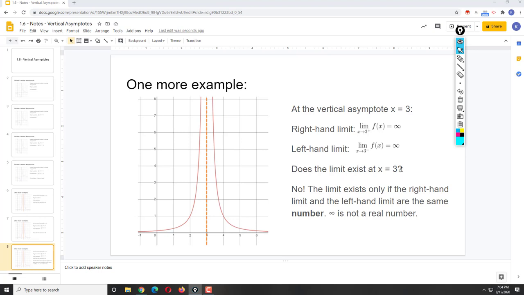Limits only exist if the right-hand limit and the left-hand limit are the same number. If they're both infinity, well, infinity is not a real number. It's not a number in the real number system. So we say that the limit does not actually exist. Writing this is okay. It's confusing, but we can write this. But strictly speaking, we can't. So we can write this to describe the vertical asymptote. But the limit doesn't actually exist at that point.